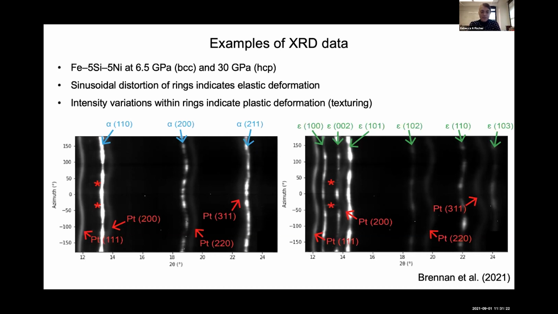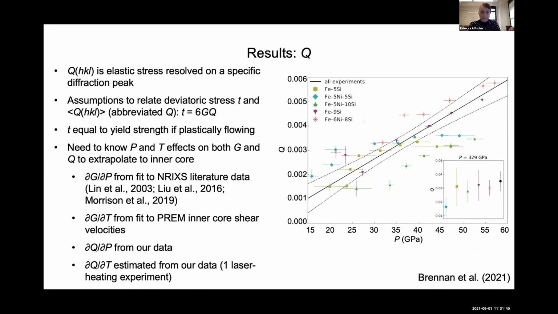The sinusoidal distortion of the rings indicates the elastic deformation, and the intensity variations within the rings indicate the plastic deformation or texturing. So we take each of these patterns and run them through an elaborate refinement to extract all kinds of information, including the strength. Specifically, we're extracting QHKL, which is the elastic stress resolved on a specific diffraction peak. And we want to relate the deviatoric stress on the sample, T, and the average QHKL across all of the peaks, which we abbreviate Q.